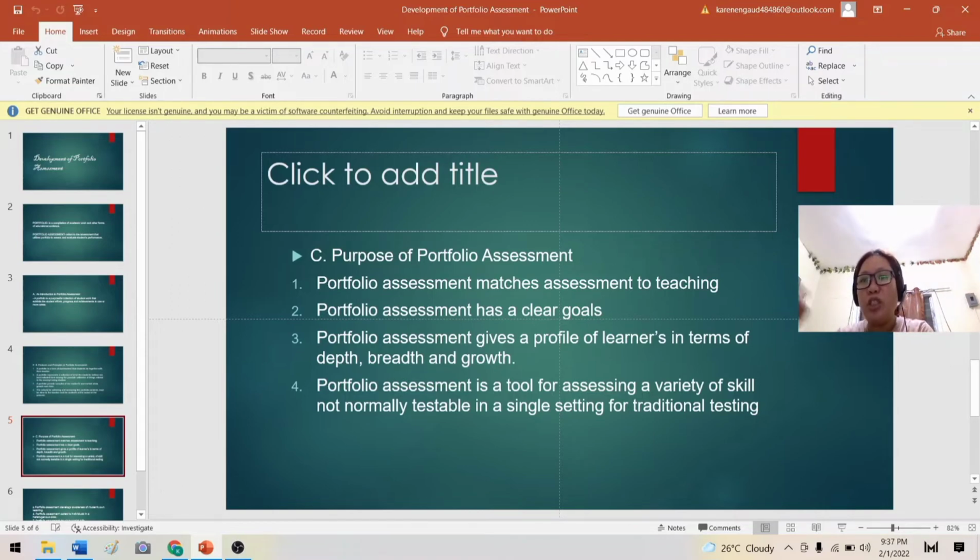Portfolio assessment matches assessment to teaching. The portfolio becomes a product that was accumulated from classroom discussions, involvement, and participation of learners. Portfolio assessment is not only limited to measuring the cognitive level, but also assess the abilities formed by the student during class engagements. So, the portfolio assessment matches assessment to teaching.